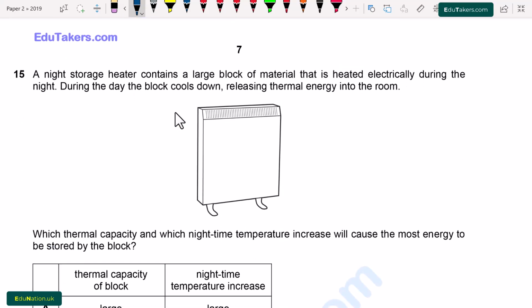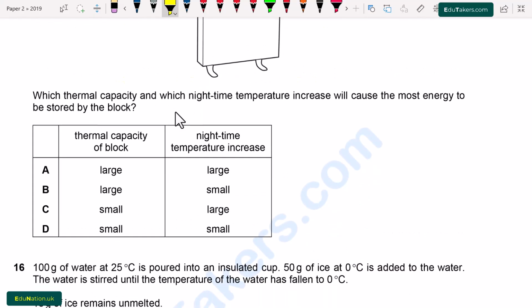Question number 15. A night storage heater contains a large block of material that is heated electrically during the night. During the day, the block cools down, releasing thermal energy into the room. Which thermal energy and which night time temperature increase will cause the most energy to be stored by the block?